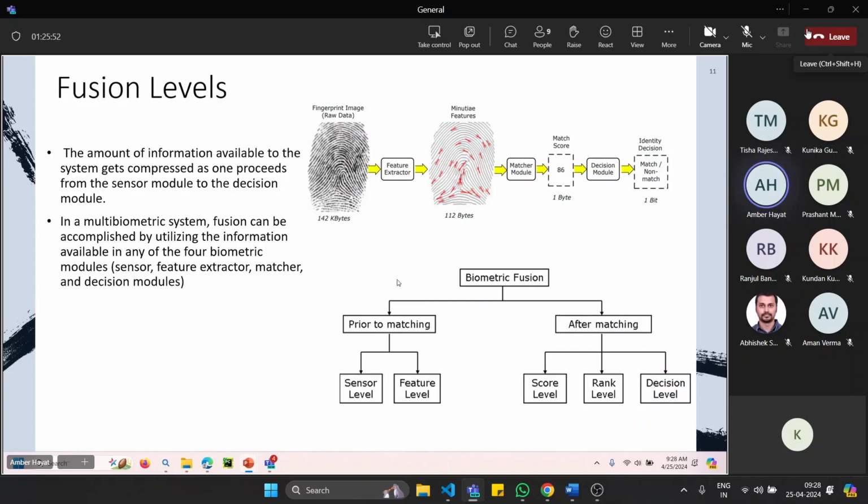So these are the different levels. Before matching, the fusion can be at sensor level and feature level, and after matching, the fusion can be at score level, rank level, and decision level. The most common ones are the score level and the feature level. So we'll go one by one through each of these.